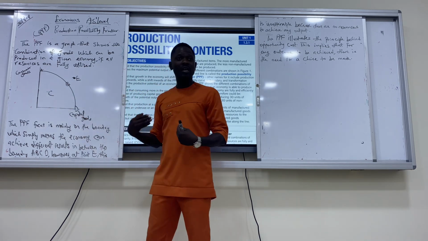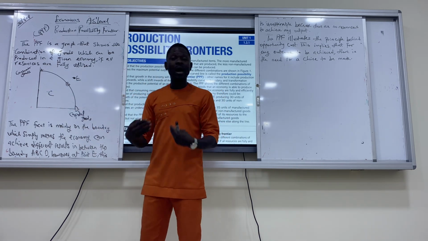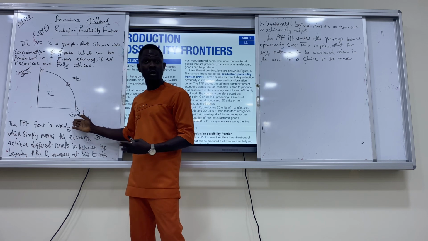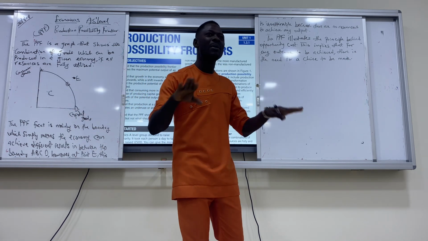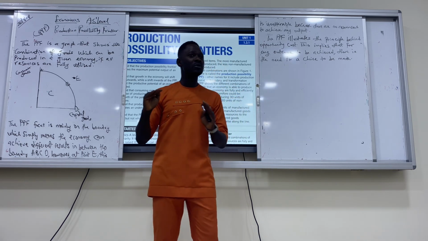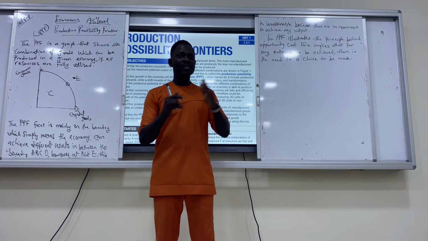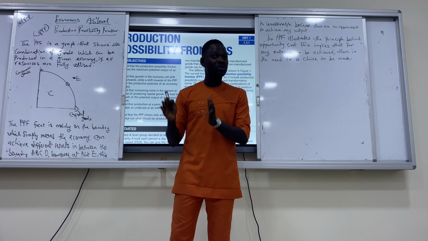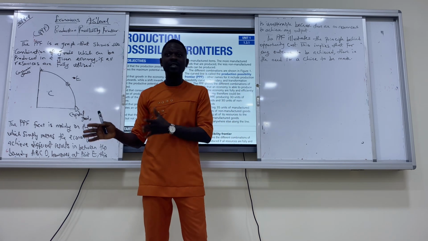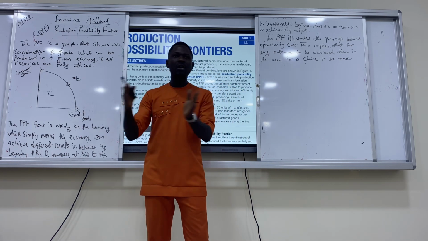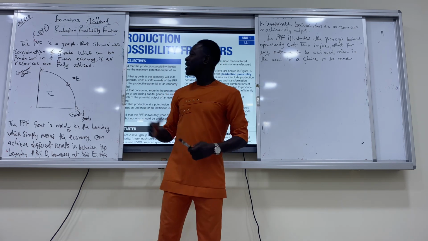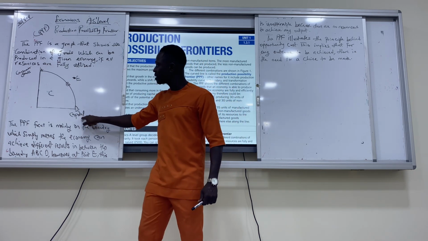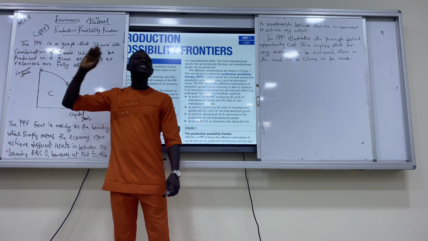So we now check, what should we produce more? Are we supposed to produce capital goods more or consumer goods? We cannot produce both of them at the same level. That is where opportunity cost comes in. There's opportunity cost because the problem of the society or the economy is scarcity. Yes or no? There's scarcity. Then we need to make choices.